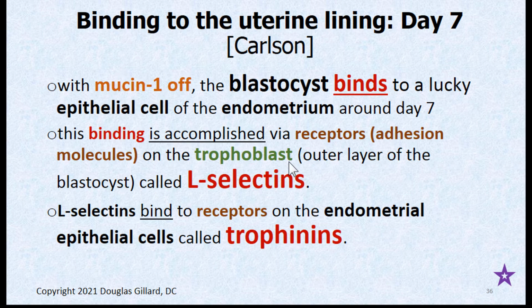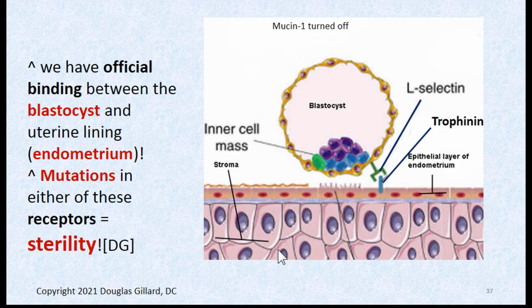And there's a couple receptors that you have to know for this. On the blastocyst, remember that outer layer is called the trophoblast, we have something called L-selectins. So that's part of the binding, L-selectins. And then the endometrial epithelial cells have receptors for the L-selectins called trophinins. There's a bunch of them. We'll just keep it easy and call them trophinins. There's like trophinin 6 and 7 and 8, but we'll just say trophinins. So L-selectins bind with trophinins.